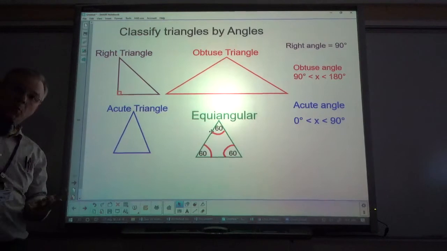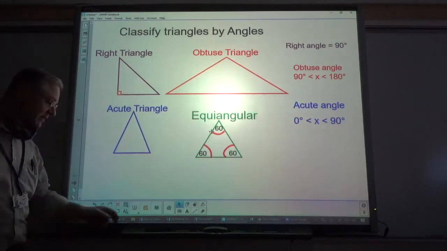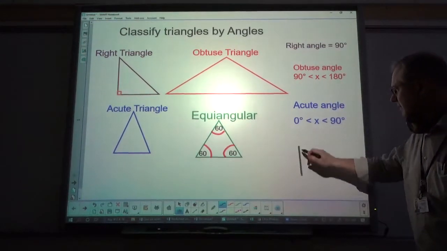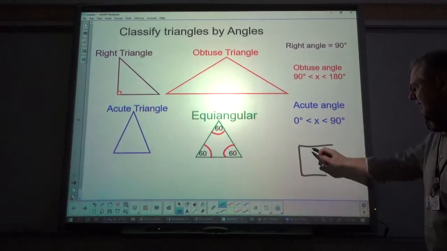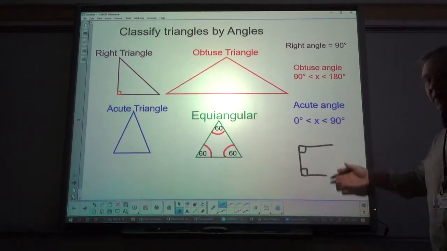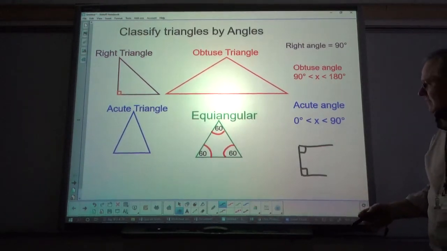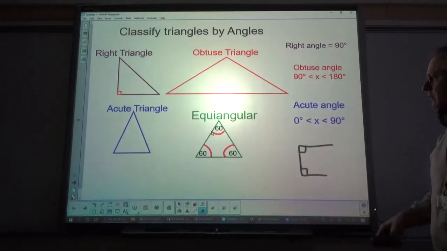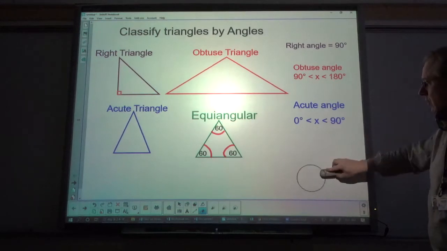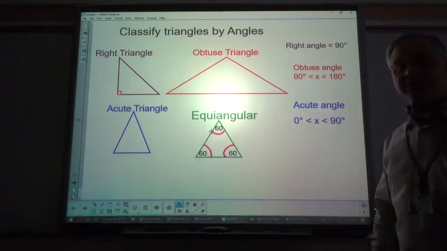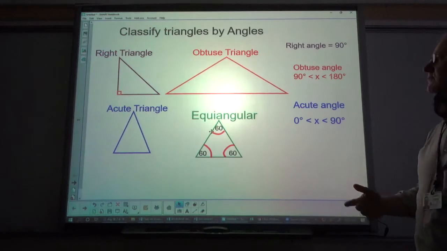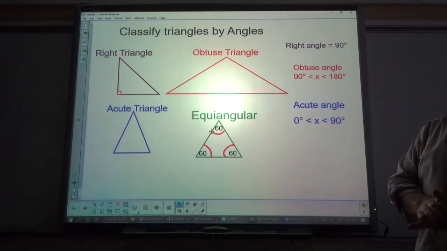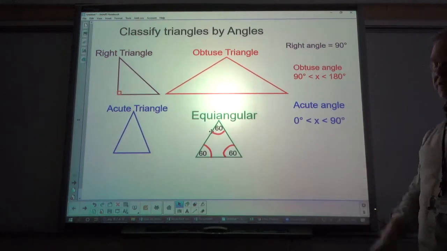Now, can you have more than one right angle in a triangle? If we tried to draw a triangle with more than one right angle, here's one right angle, here's another right angle. They can't possibly meet, and it can only be 3 sides, so these are never going to meet. So it's not possible to draw a triangle with more than one right angle, or a right angle and an obtuse angle, or 2 obtuse angles. Once you have something that's 90 degrees or greater, the rest have to be smaller than 90 degrees, or acute.